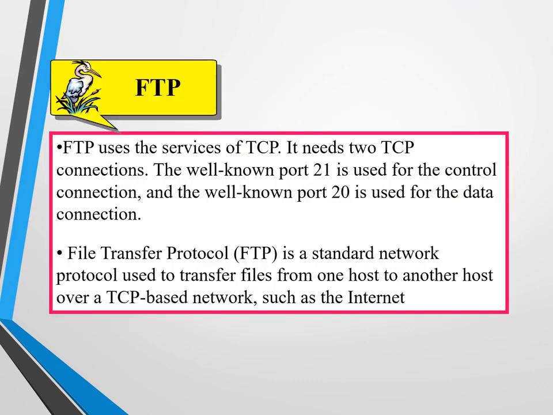Students, the next one is the file transfer protocol. Whenever you want to transfer a file from one system to another system, file transfer uses the services of TCP. So it needs two TCP connections. The well-known port number 21 is used for the control connection and the well-known port number 20 is used for the data connection. So file transfer protocol is a standard network protocol that is used to transfer files from one host to another host over a TCP based network such as the internet.